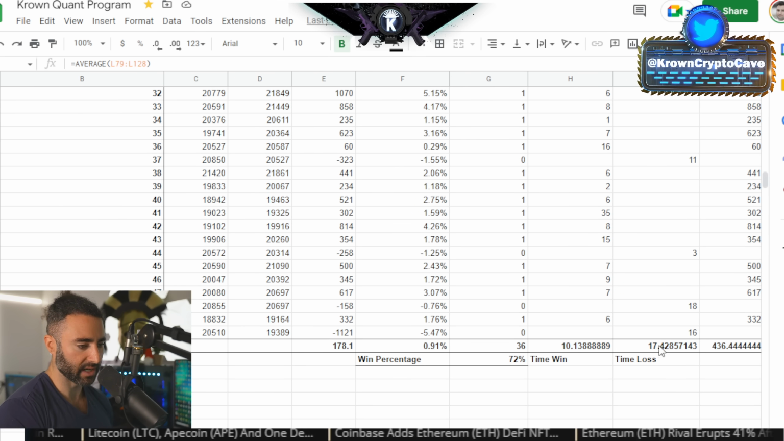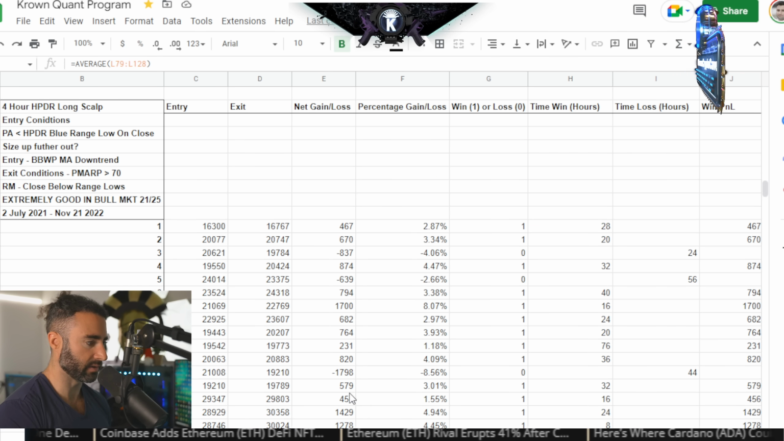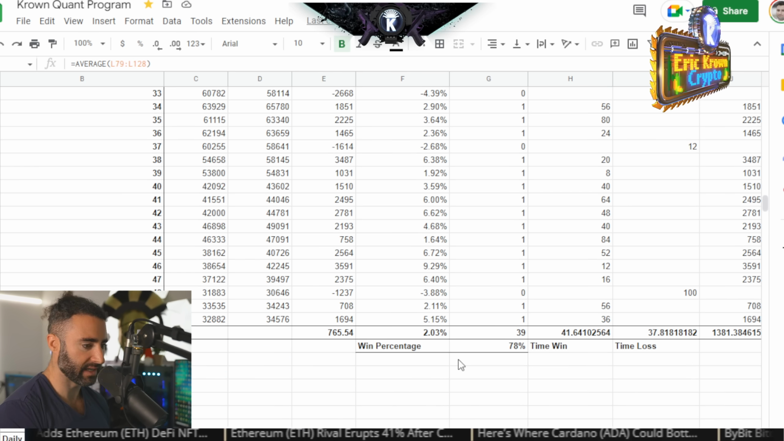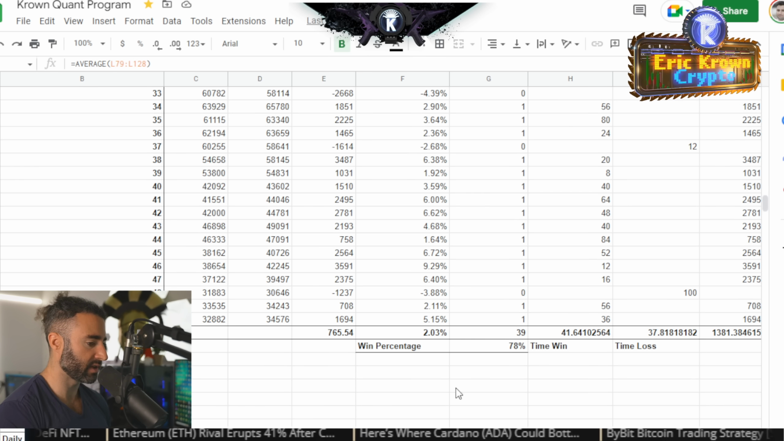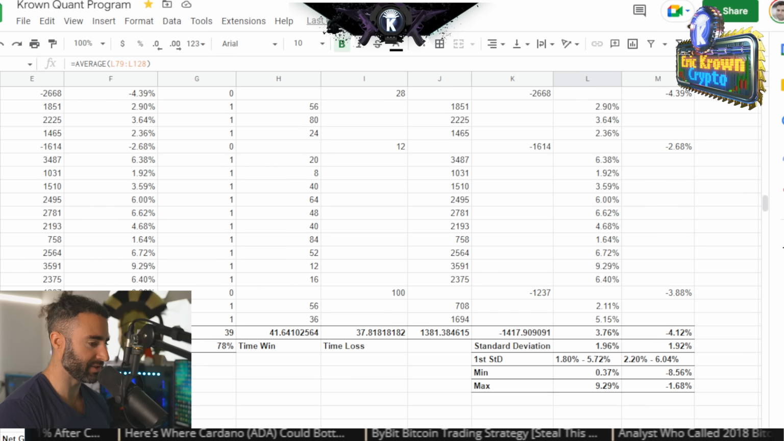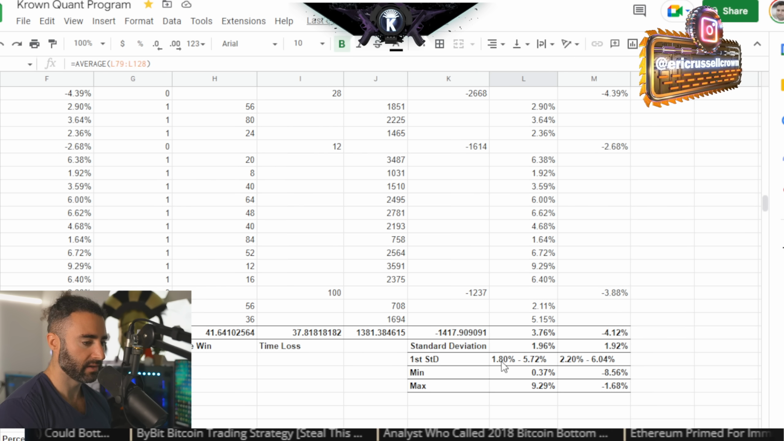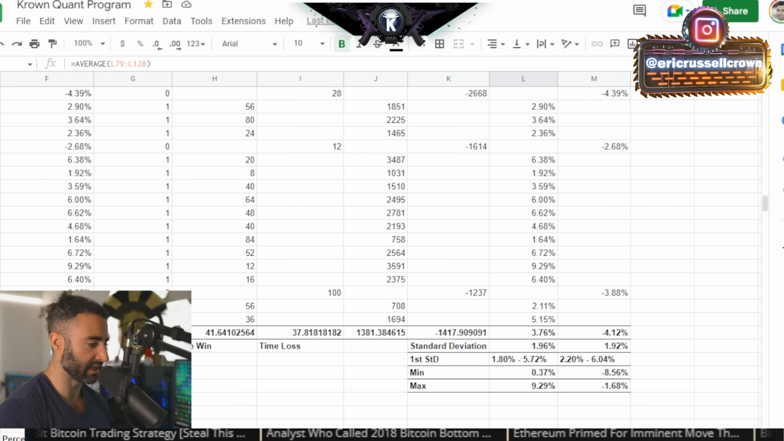And I also record the time win and time loss on average, but I don't want to go through the full details here because it's just going to be too long a video. 4-hour time frame. Again, this one actually a little bit on the higher side, which I thought was interesting. Trades take a long time, like a day and a half, basically, closer to 2 days maybe. Returns, 376 versus 412. First standard deviation, min, max. Again, you get the idea.